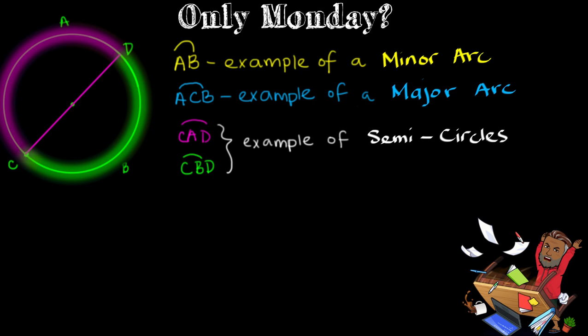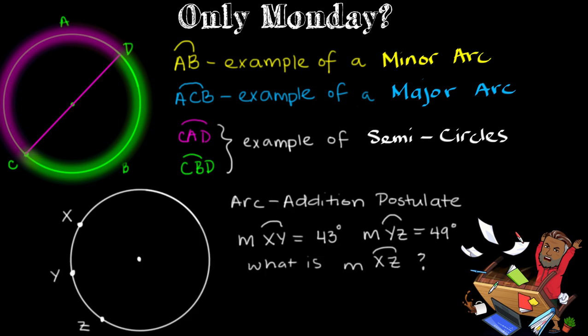Okay, so now we have these three types of arcs. We have the minor arc, less than 180, the major arc, more than 180, and then the semicircles, which are exactly 180 degree measurements. The next topic is the arc addition postulate.